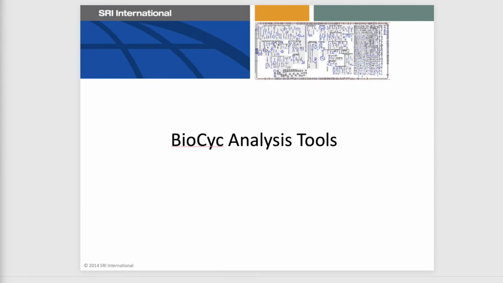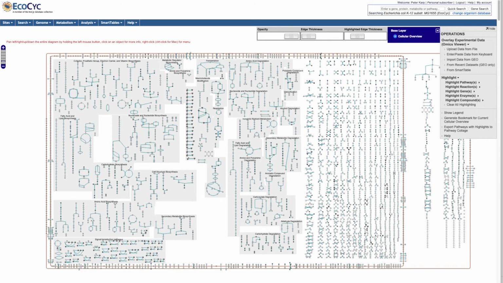Let me now introduce you to several BioCyc tools that will be described more fully in later webinars in the series. These tools are useful both for navigating the genome, metabolic, and regulatory information space and for analyzing high-throughput data sets. Our first tool is called the Cellular Overview Diagram. It's an organism-specific metabolic map diagram that is zoomable and searchable.